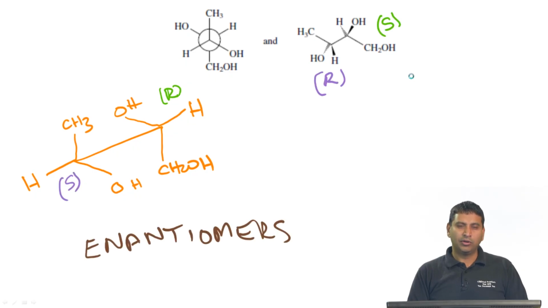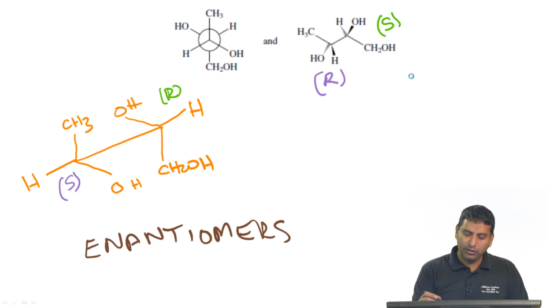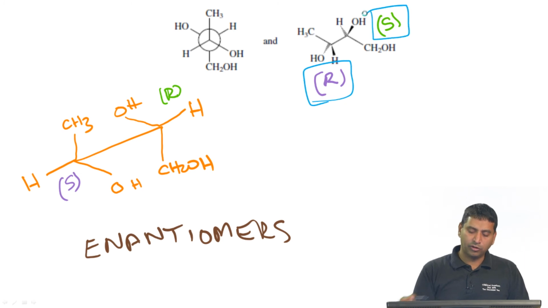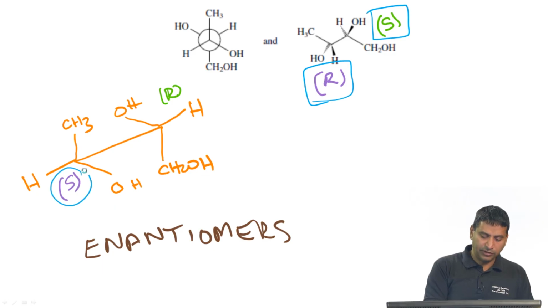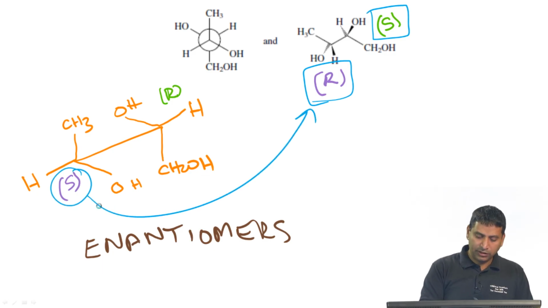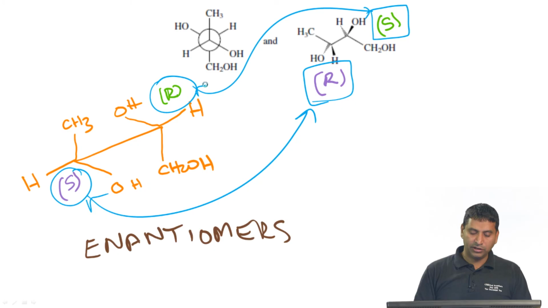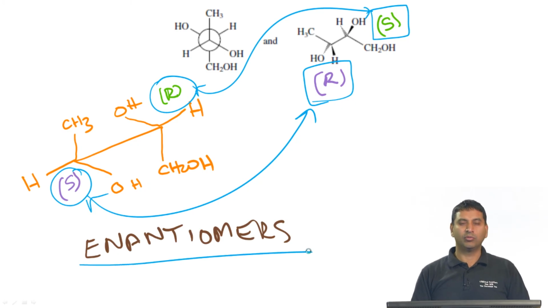Now, for the right hand side molecule, we can assign the stereochemistry for the front carbon, which turns out to be R, and the back carbon, that turns out to be S. So, what we are dealing with here is that this carbon is S, which is exactly the opposite, and this carbon is R, which is exactly the opposite, and so we are dealing with enantiomers.